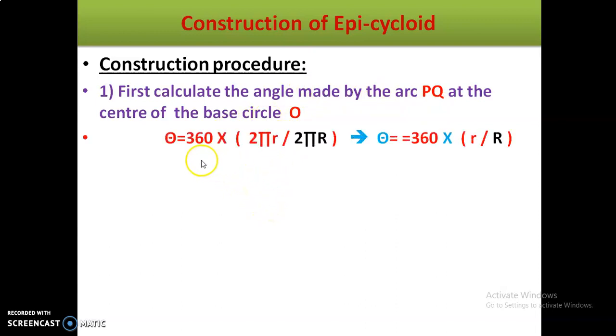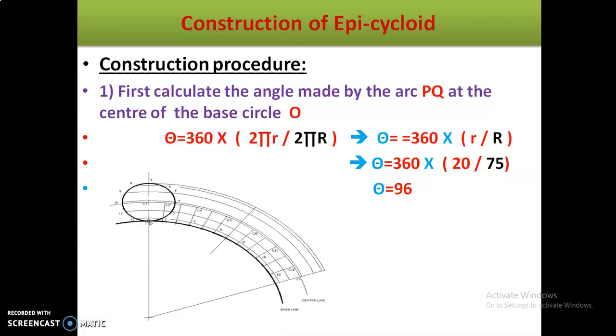How can we calculate the theta value? Theta is equal to 360 times 2 pi r by 2 pi R. Here the 2 pi gets cancelled. Therefore theta is equal to 360 times small r divided by capital R. Small r is equal to 20 and capital R is equal to 75. If you calculate this, we get 96. So theta is 96 degrees.